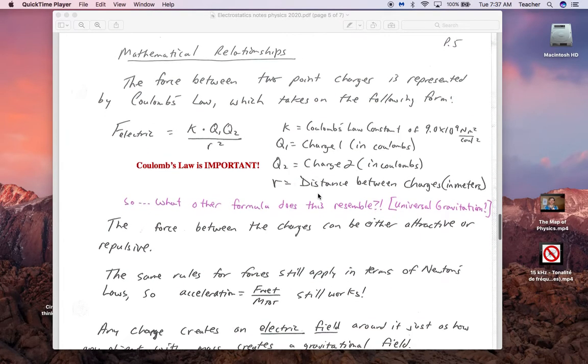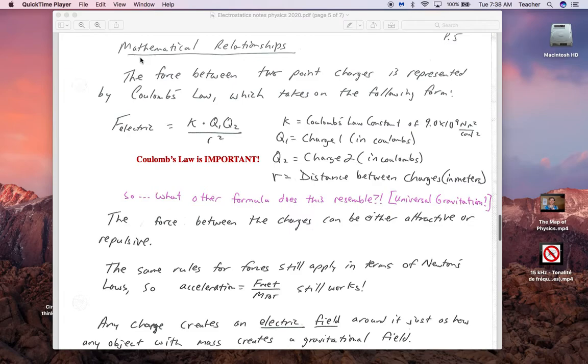So this is important. This is Coulomb's law. And I will attach part of a reading from the Physics Classroom about this. The force between two point charges is represented by Coulomb's law, which takes the following form: electric force equals K, which is a constant, times Q1 times Q2 over the distance squared. And I'll also give you a really good video from a guy called Flipping Physics about this.